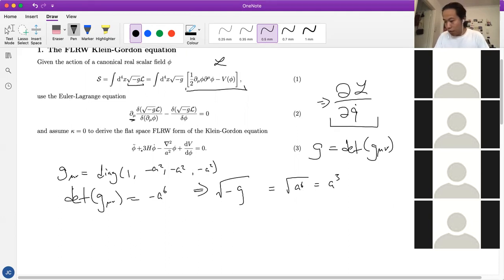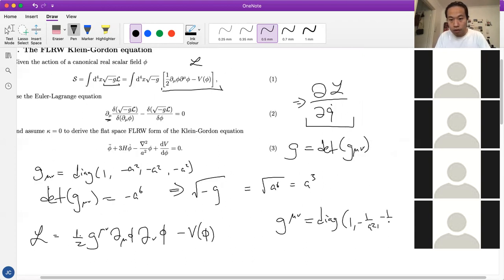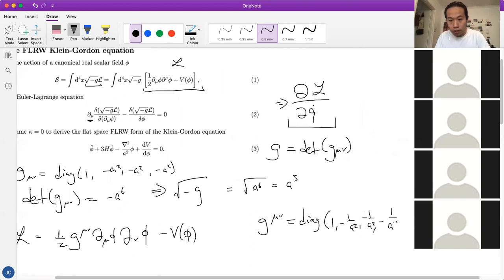Okay, then now we'll move on to the Lagrangian. I need to sort this Lagrangian out before we can put it into the Euler-Lagrange equation. So here we're going to turn both derivatives downstairs with the metric. So g mu nu, d mu phi, d nu phi, minus V of phi. And here the g mu nu upstairs is just the inverse. So then you'll get 1, minus 1 on a squared, minus 1 on a squared, minus 1 on a squared.